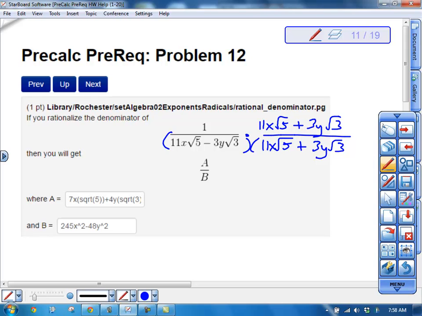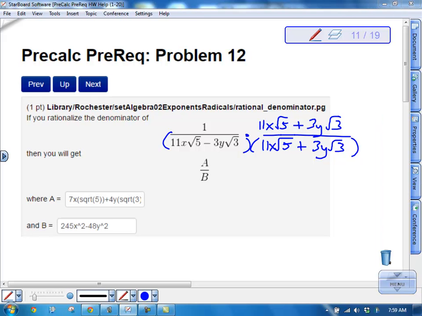And what you're doing by multiplying by the same thing that's in the bottom but with a plus sign is you're making the difference of 2 squares where the middle terms are going to cancel out. And so you'll only basically have the first thing squared and the second thing squared, which is what we want to get rid of the square root. So let's do that. The top stays the same. So it'd be 11x square root of 5 plus 3y square root of 3.